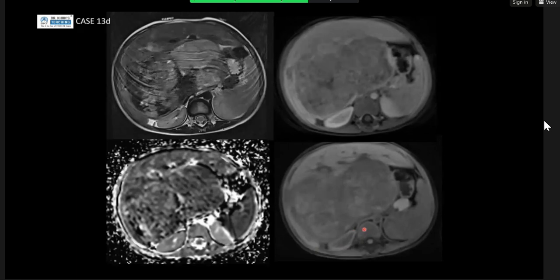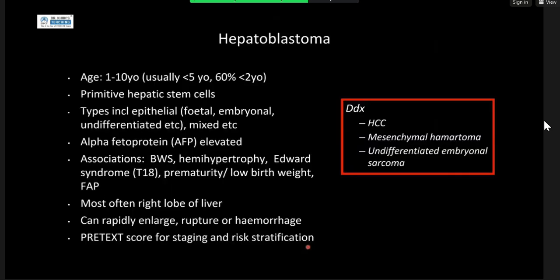You think it's neuroblastoma, but on multiple serial imaging it was thought that it was arising from the liver, so hence hepatoblastoma in this case. Okay, so you've got different types, epithelial, mixed types. Often with hepatoblastomas, you can have a very elevated AFP, and 60% of them happen in children less than 2 years old.